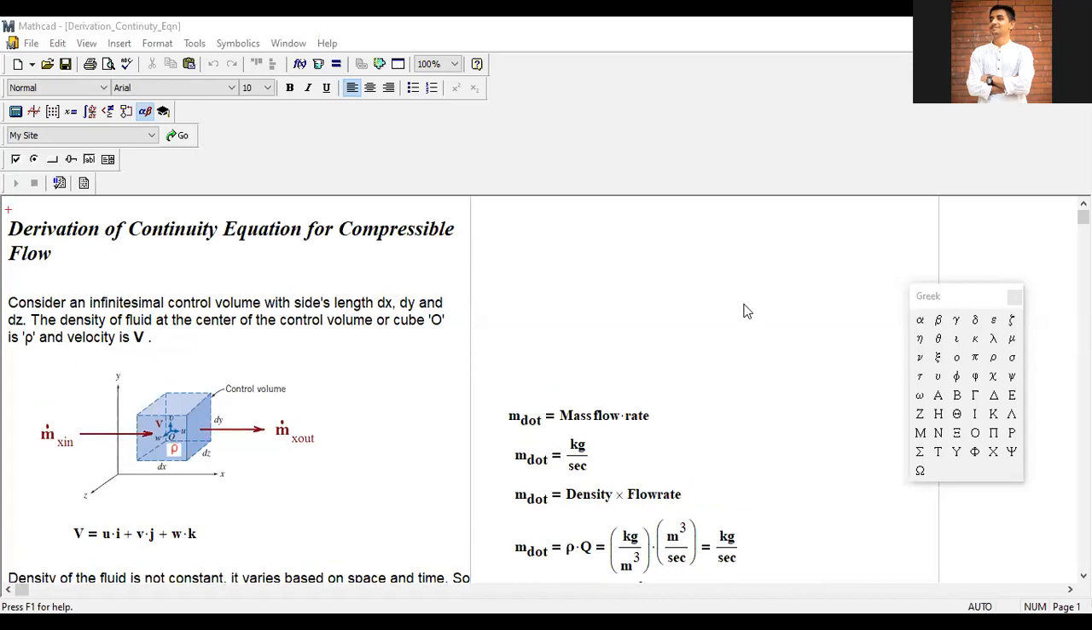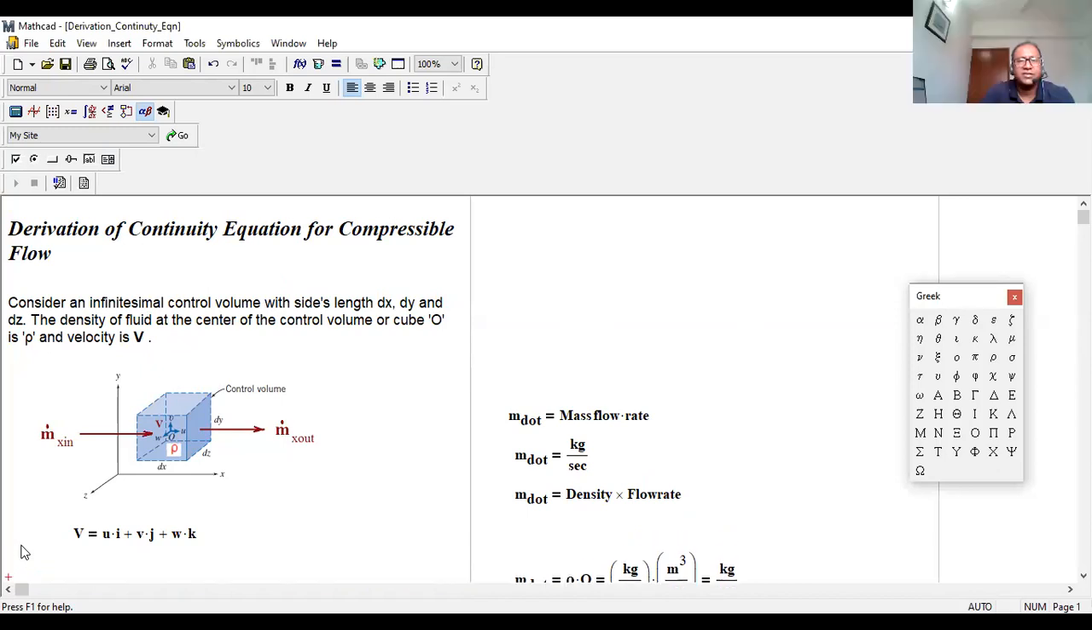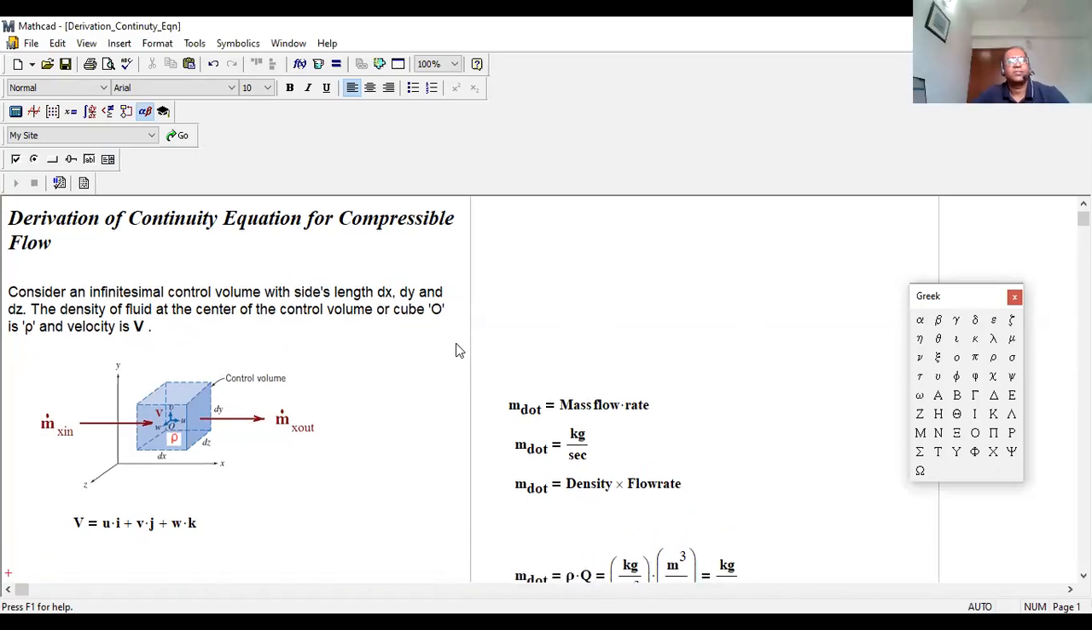Now let's derive that continuity equation. Okay, one second. Okay, did you see the equation in the MathCAD file? Yes, sir. Okay, so let's see how we can derive it.